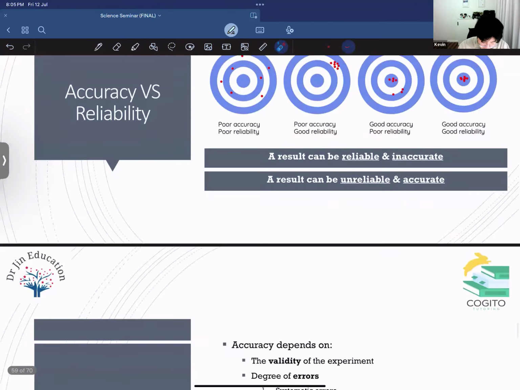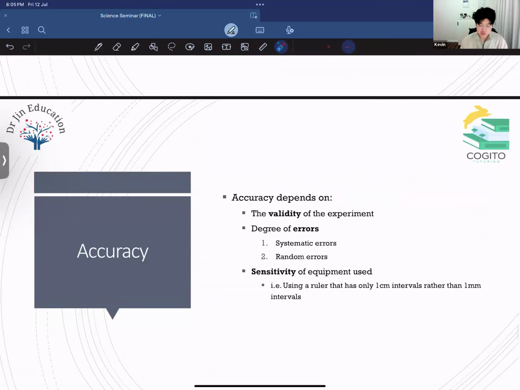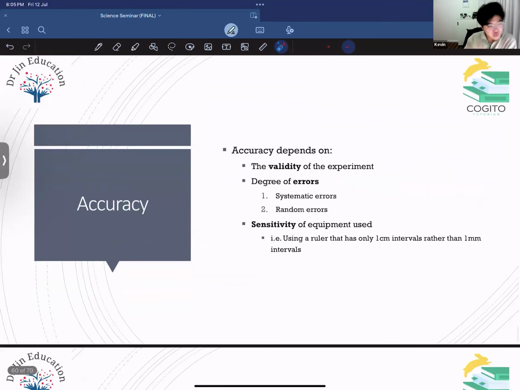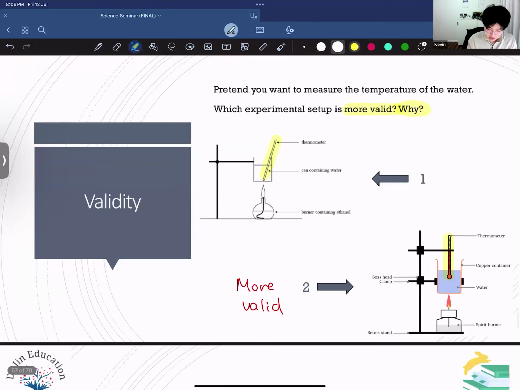All right. Now, let's talk about accuracy specifically, okay? So now that we understand the difference between accuracy and reliability, let's look at each one individually. So accuracy depends on, first of all, the validity, okay? It depends on the validity. For example, look at this, right?